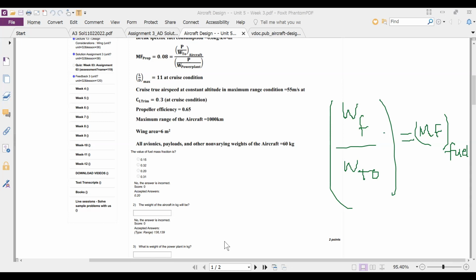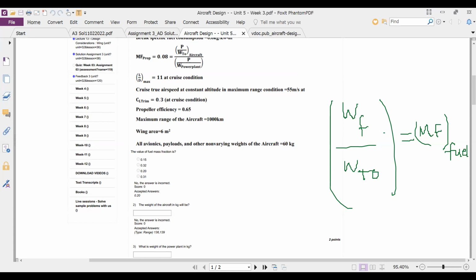And when you invert it, you will get W final divided by W naught. That would be around 0.7955. And then you subtract it from 1. And then you get the answer 0.2049. So 0.20 is therefore the correct answer. Yes, sir. So W naught over W final was 1.2569 for the first question.